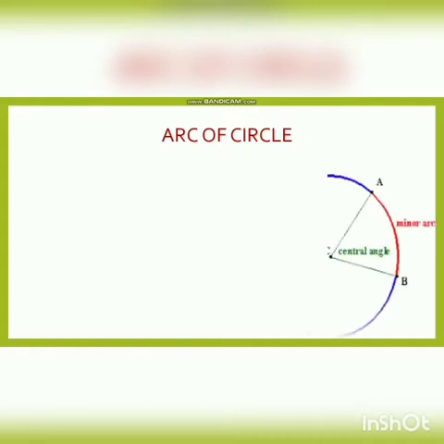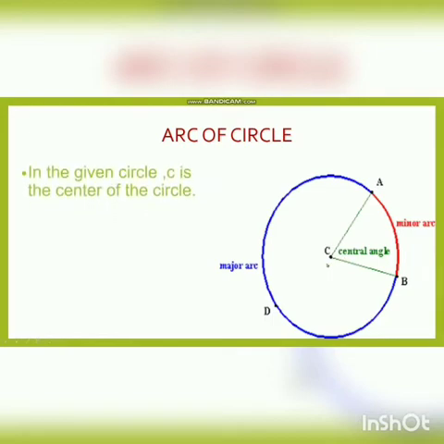Now see the circle on the board. C is the center of the given circle. You can see CA is one radius and CB is another radius of this circle. You know the circumference of the circle. You can calculate the circumference, meaning the perimeter of the circle, which is equal to 2 pi r.